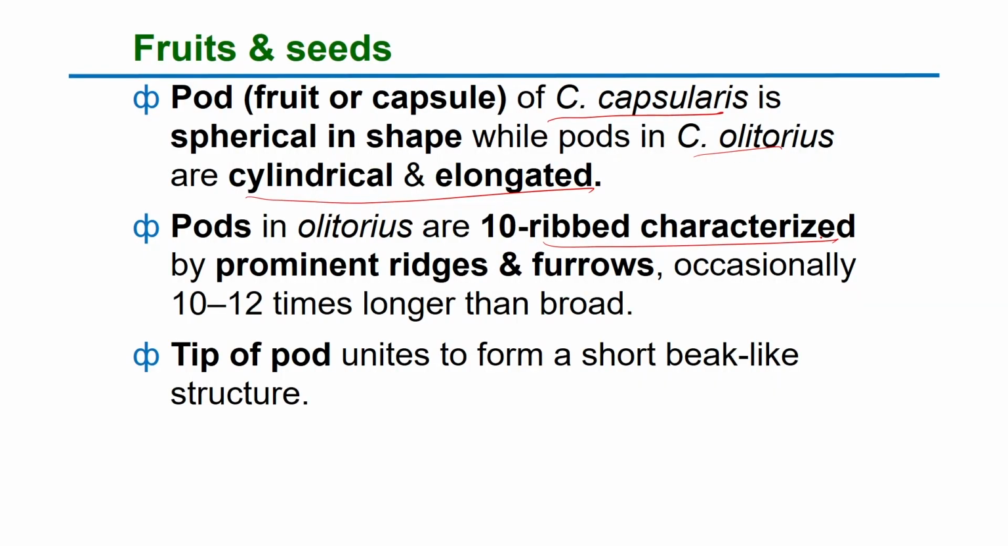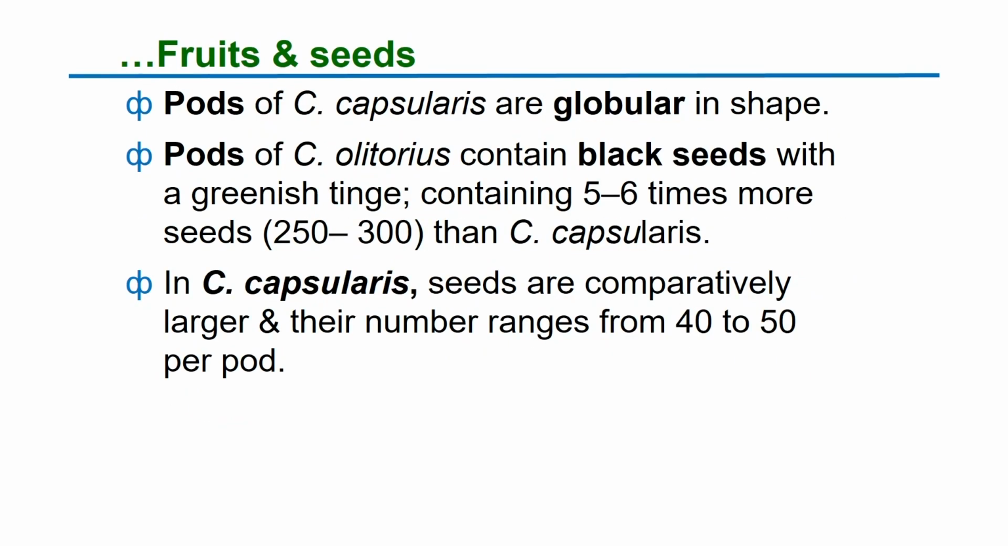So pods in olitorius are ten-ribbed, characterized by prominent ridges and furrows, occasionally 10 times longer than the breadth. Tip of pods unite to form a short beak-like structure. As you see, beak. Pods of Capsularis are globular in shape.